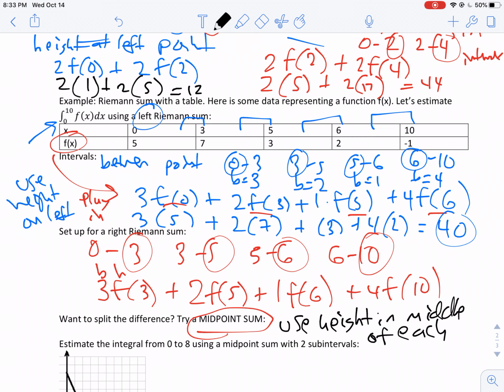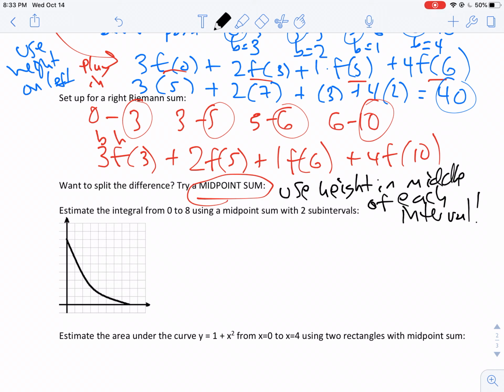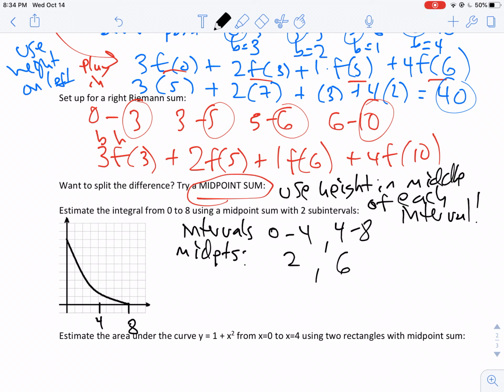So just set up your intervals, and then say what point is in the middle of each of those intervals. Okay, so if we're still trying to do the same thing, estimating from 0 to 8, and we cut it up at 4, my intervals here would be 0 to 4, and then 4 to 8. To find the midpoints of each one, you're just finding the average of the two endpoints. So halfway between 0 and 4 is 2. Halfway between 4 and 8 is 6.